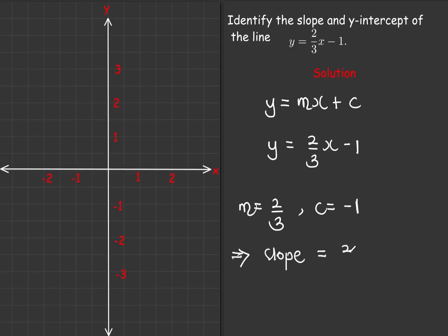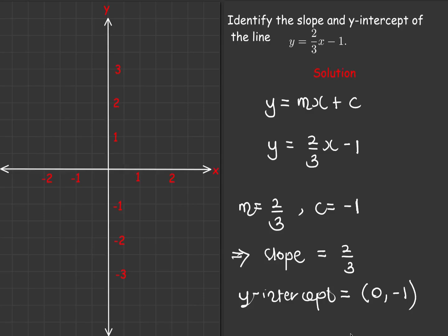So this simply implies that your gradient or slope is 2 over 3, and your y-intercept, we write as a coordinate. At the y-intercept, x is 0, so our y-intercept is (0, -1). And that is it. Your question is solved. Very, very simple and direct.